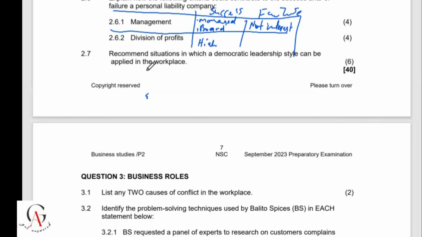So recommend situations in which democratic leadership style can be applied in the workplace. With this kind of leadership style, leaders normally take into account group members that are skilled and eager to share their ideas. A leader does not have all the information needed to make a decision, and employees have valued information to contribute.